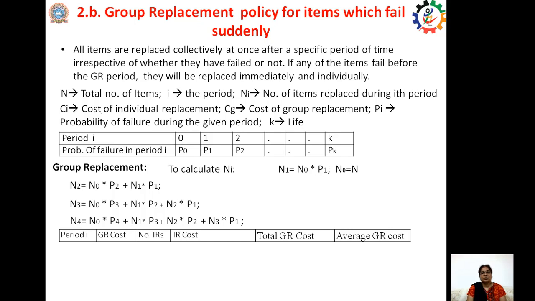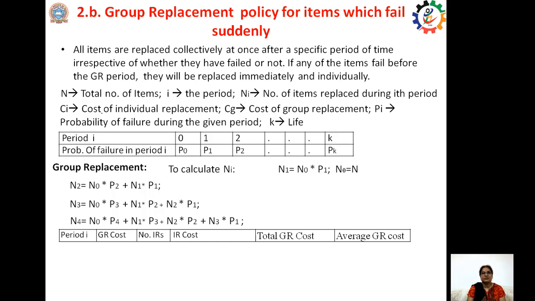Now these are the column headings. Different table now. Period I. GR cost means group replacement cost. IR cost, individual replacement cost, you don't get directly. You have to get first the numbers. How many you are replacing?